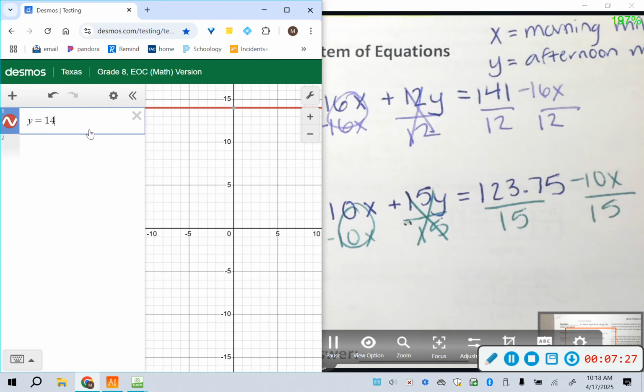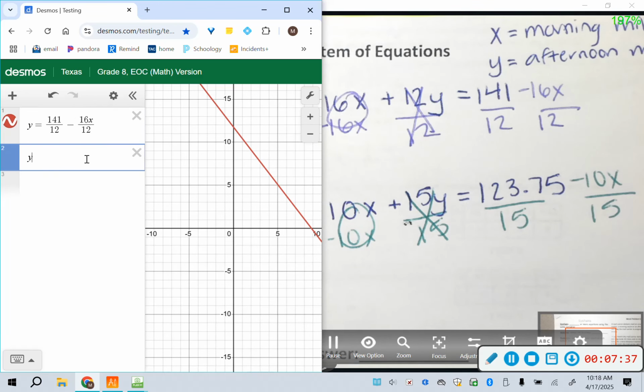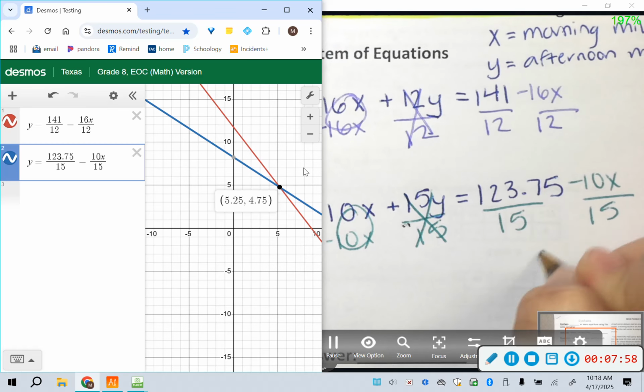Y equals 141 divided by 12 minus 16x divided by 12. So it doesn't care that I did not simplify. Y equals 123.75 divided by 15 minus 10x divided by 15. And there's my answer. Oh, my bad. Thanks, y'all. There we go. Okay, so knowing that, this is my answer. So I know my answer is 5.25 comma 4.75.